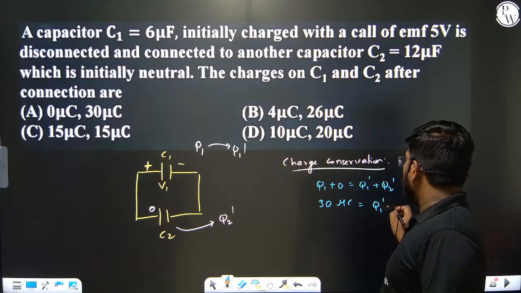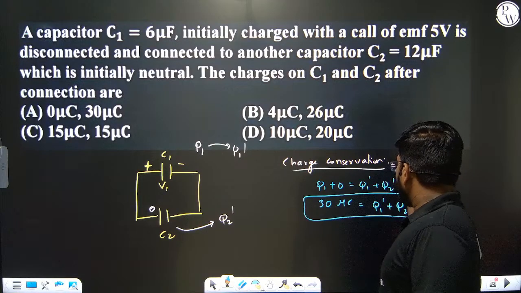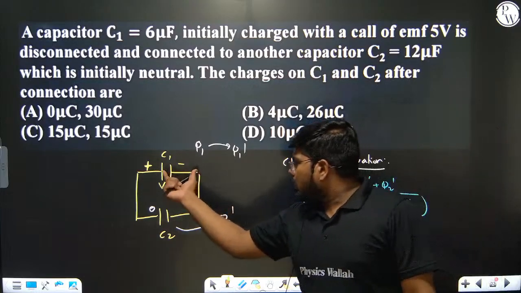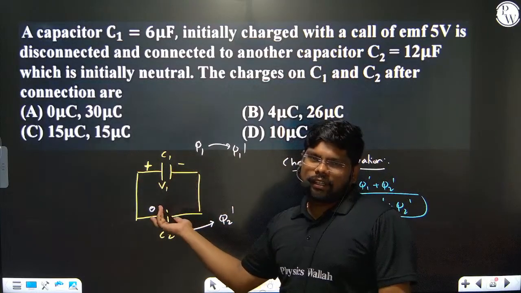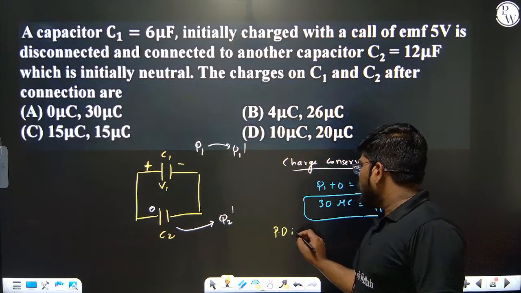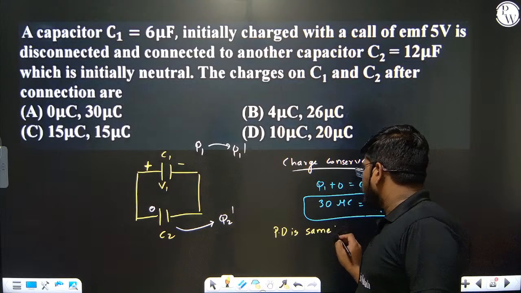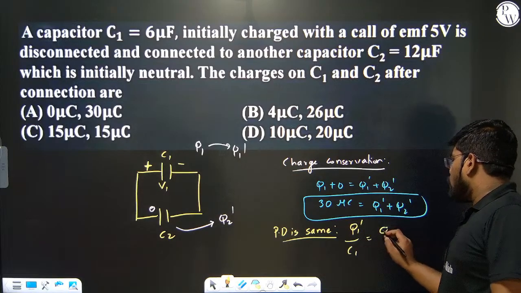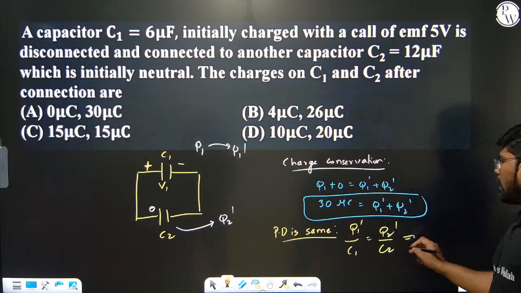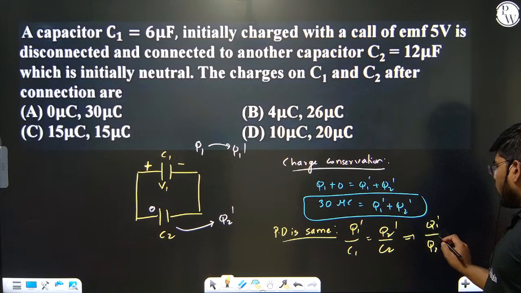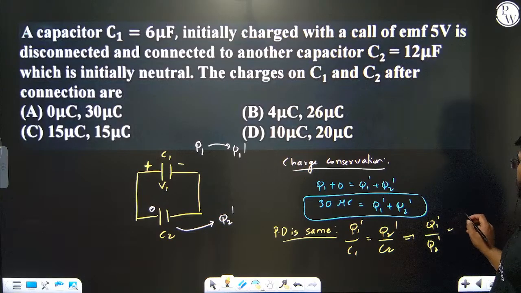It is distributed among these. Next, what is the second equation? How are they connected, series or parallel? See, they are in series as well as parallel, both things are connected here. So when the potential difference is the same finally, what should you write? Q1 dash by C1 should be equal to Q2 dash by C2. We are kind of deriving it. If you already know things directly, you can also write the formula. C1 is 6 and C2 is 12, so the ratio of charges is 1:2.